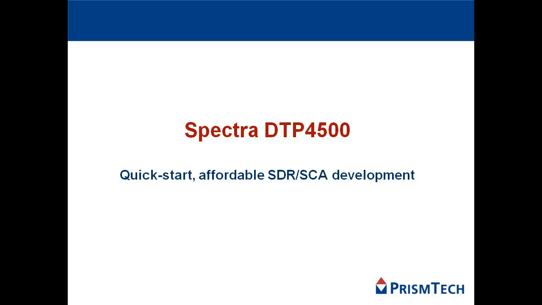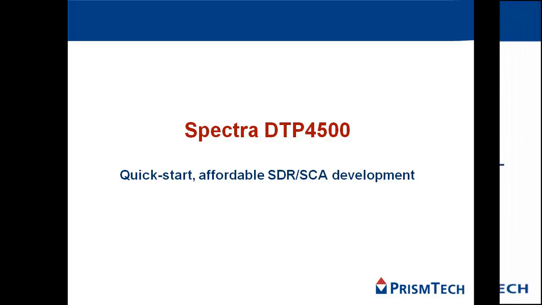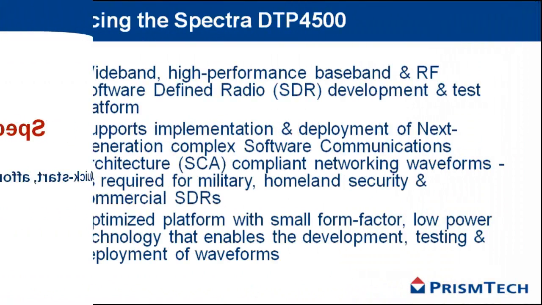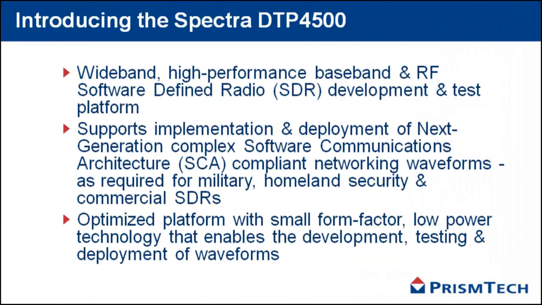The DTP4500 is an SCA-compliant, high-performance, software-defined radio development and test platform. The DTP4500 covers 225 MHz to 4 GHz RF with a fully programmable contiguous signal bandwidth of 50 kHz to 20 MHz and supports fast frequency hopping waveforms.